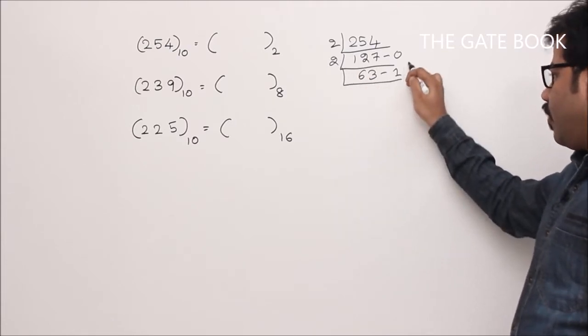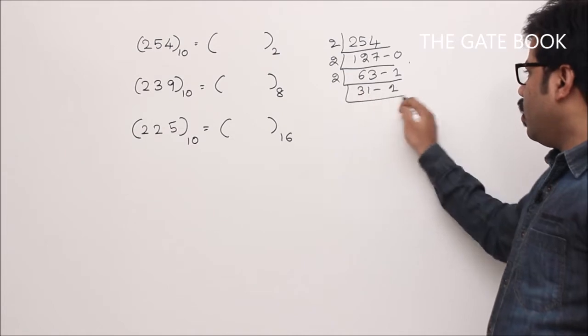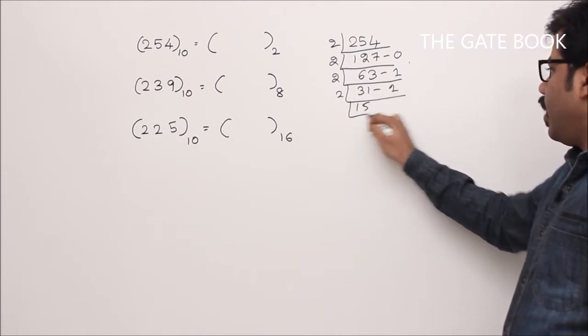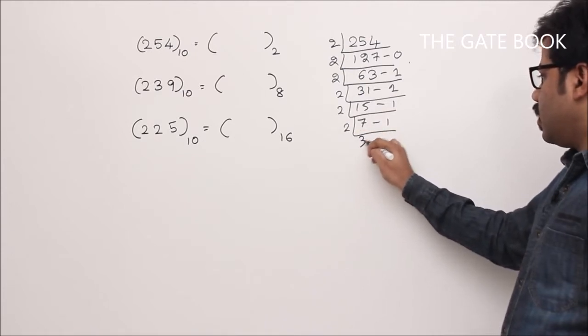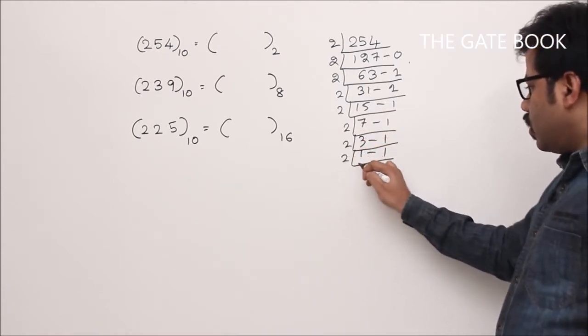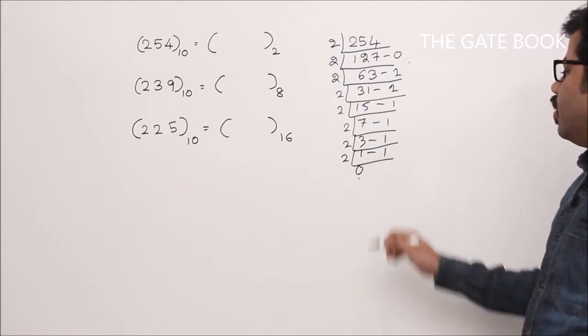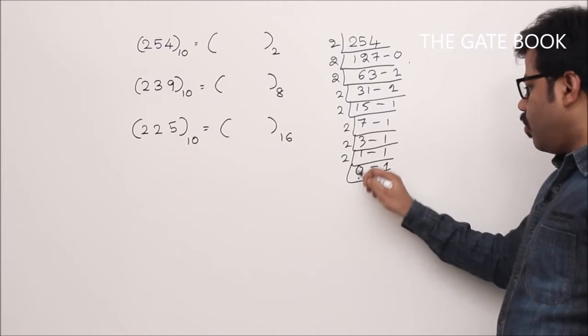In that way, we have to identify remainders first. So 231 is 62, remainder 1; 62 by 2 is 31... 215 is 30, remainder 1; 2 7 is 14, remainder 1; 2 3 is 6, remainder 1; 2 1 is 2, remainder 1; 2 0 is 0, so this is the last point, remainder 1. In that way, we end up with this point.